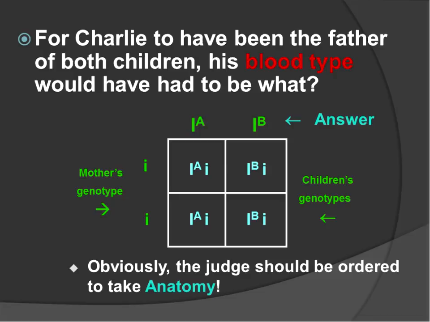So in this case, that judge was not correct, and this just goes to show you how little we knew about how blood type was inherited back in the day. And actually, this judge would probably need to be ordered to take an anatomy class in order to get this right next time. Okay?